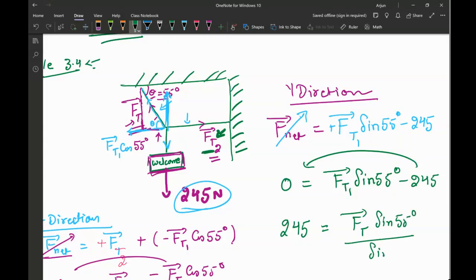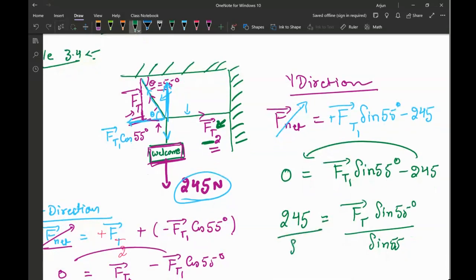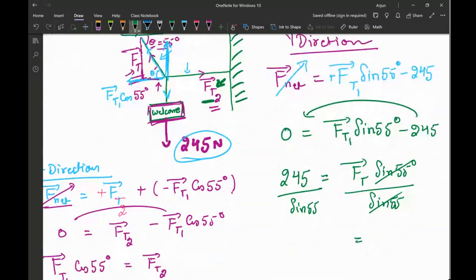Now dividing both sides by sine 55 degrees, this value comes approximately equal to 299. So Ft1 is 299 Newton.